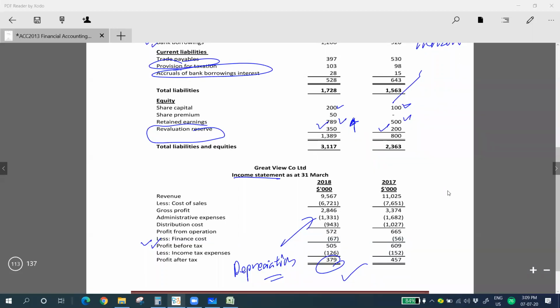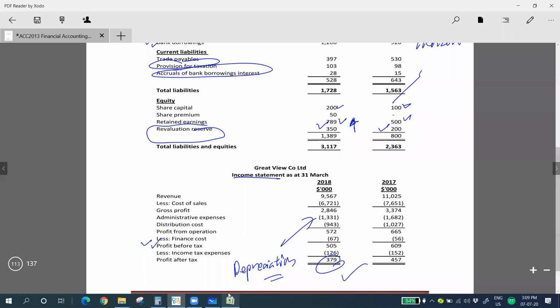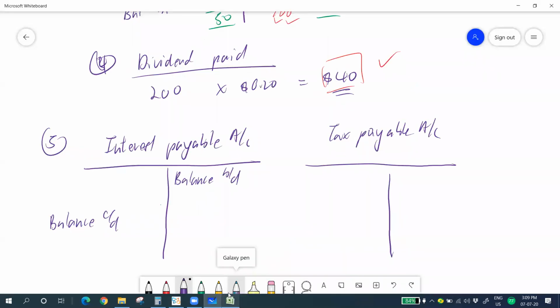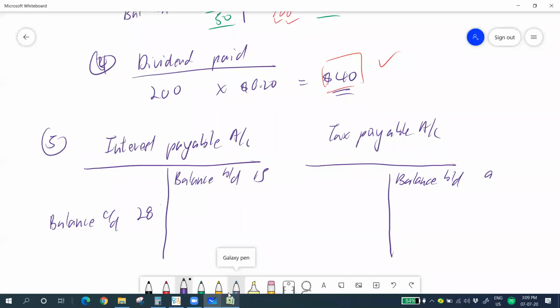Okay, let's check the answer. For the interest payable, balance BD 15, my CD 28. For the tax payable, balance BD, how much? 98, and balance CD 103. Am I right? 103.